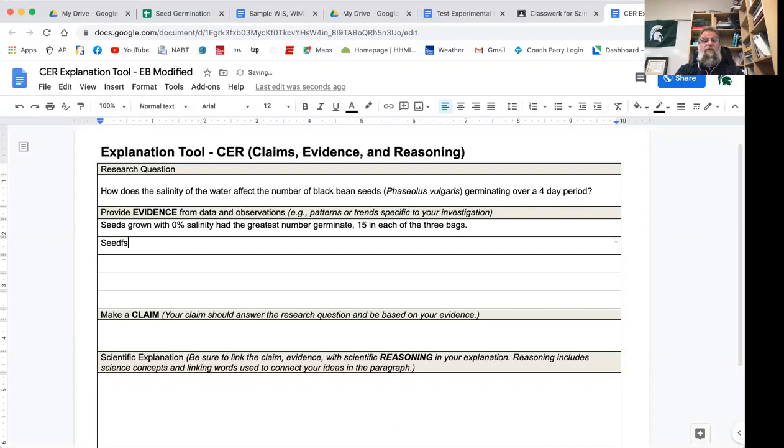Another factual statement I can pull from the evidence is seeds grown with 3% salinity had no seeds germinate. That's another piece of information that I can back up. There were 0 seeds germinated, and no seeds germinate in any of the 3 bags.